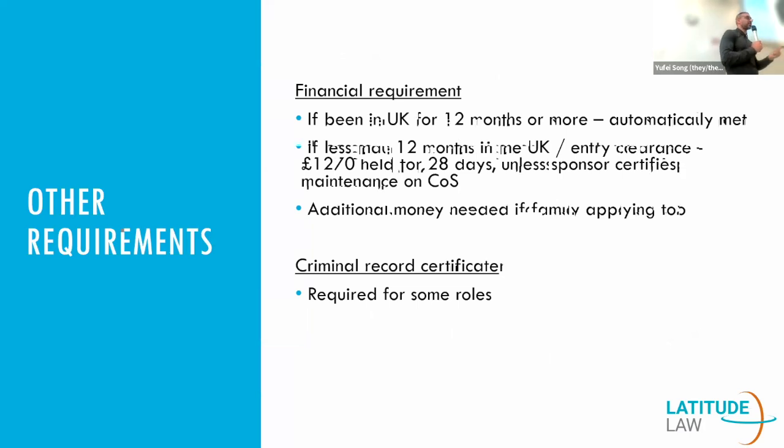So again, getting a certificate of sponsorship, having a job on the skilled worker list, having the relevant English language, and the financial requirements. So that's 70 points. But on top of that, there's also a financial requirement. Again, similar to what you would have had to prove when you applied for your student visa. Now, when you apply for a skilled worker visa, again, you need to show that you've held £1,270 in your account for at least 28 days prior to the date of the application.